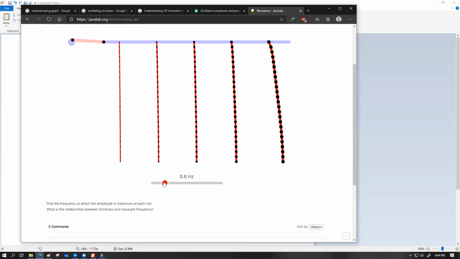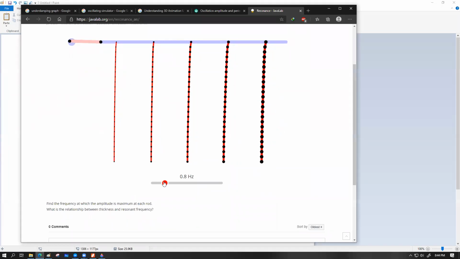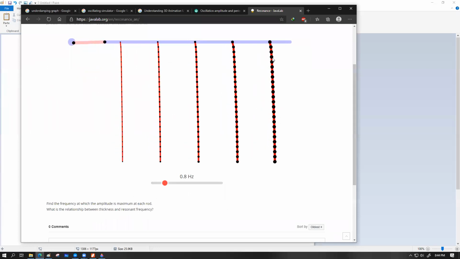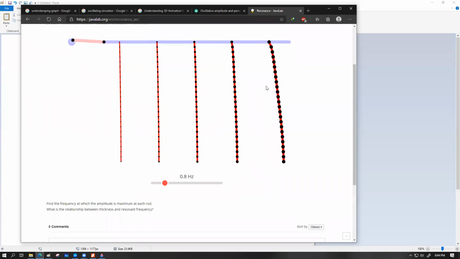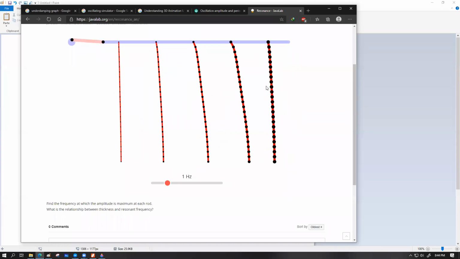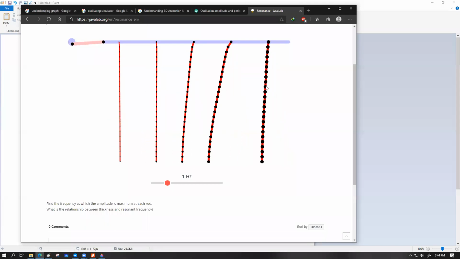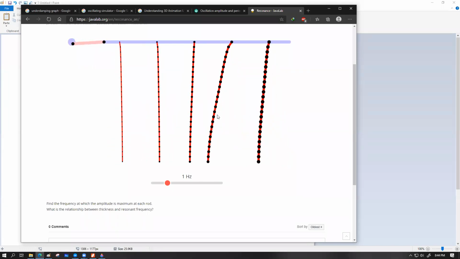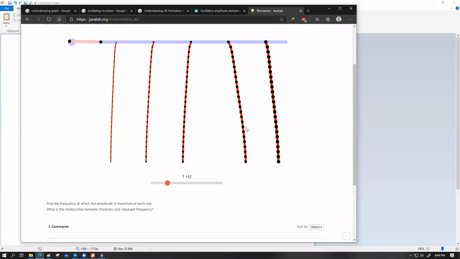Whenever the frequency of the system is set at 0.8 hertz, you can see that this object is moving pretty loud, right? So if I go for 1 hertz, then the maximum amplitude belongs to this one, right? Have a look. Is that the case?